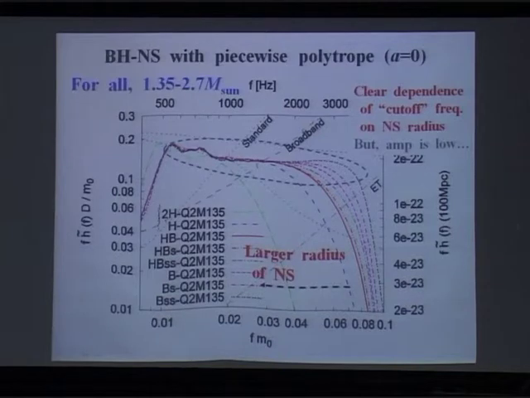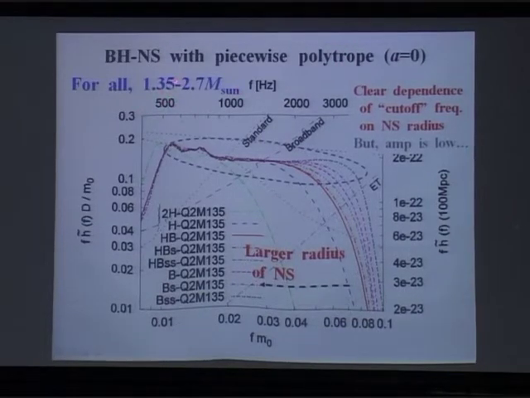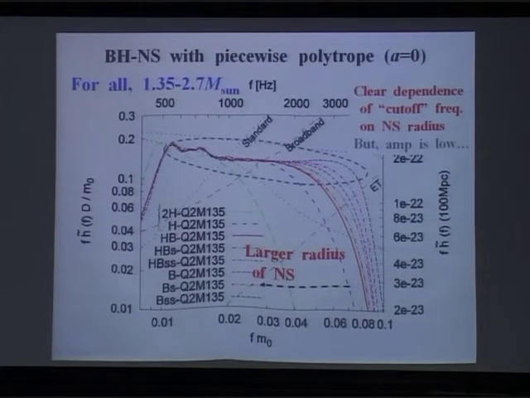This is a spectrum of gravitational waves. The horizontal axis shows the frequency, so this is a frequency, and this is a spectrum. For this case, we consider a non-spinning black hole, with a mass of 1.35 neutron star and 2.7 black hole. For all the curves, these parameters are the same, but the equation of state is different.